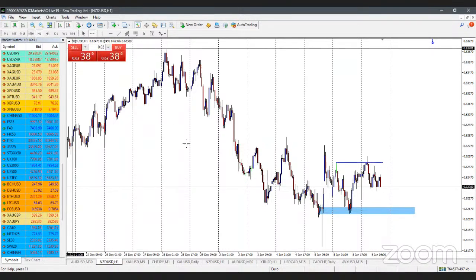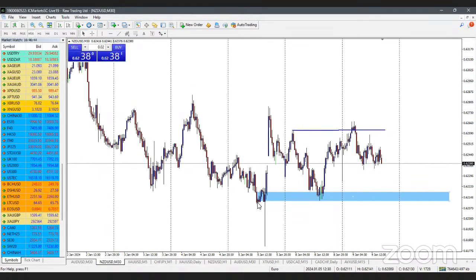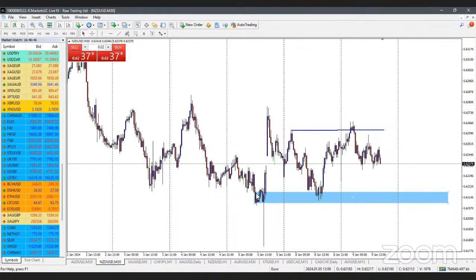If I go to the M30, candle bodies don't look as great, but you could still work with it if you want to. It's not really so bad. But again, I'm looking for the same thing, that 30-minute close, and then on the return, because I know this wick will need to get filled, I look for a sell. When it touches back in, I'm going for a short.